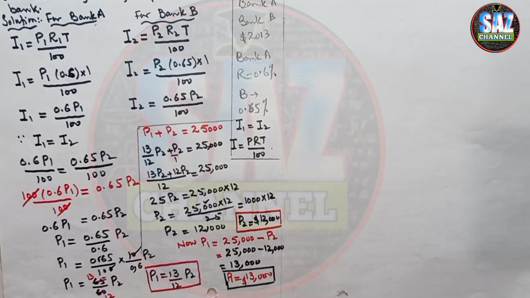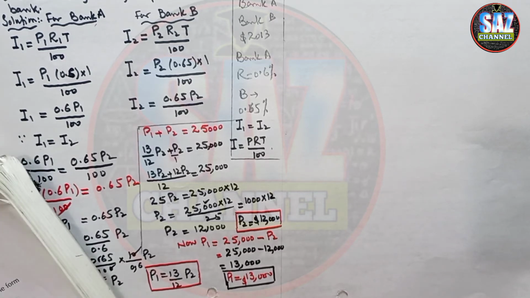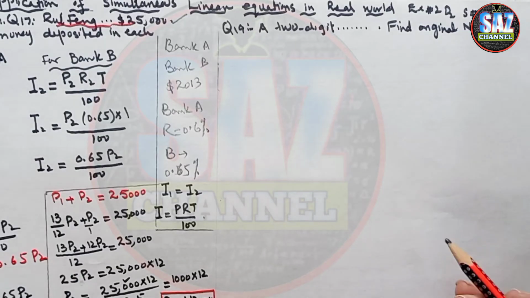Let's quickly move to question number 19 of the exercise. Let me read the question first. It's really important to read the question carefully. Question says, a two-digit number is such that the sum of the digits is 1/8 of the number. When the digits of the number are reversed and the number is subtracted from the original number, the result obtained is 45. Find the original number. It's a really important question, and it's an O-level exam question.